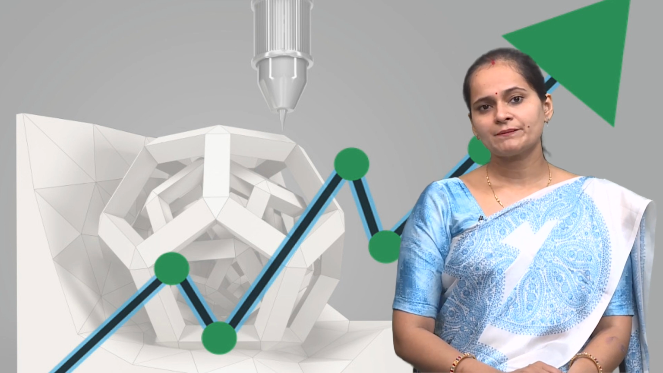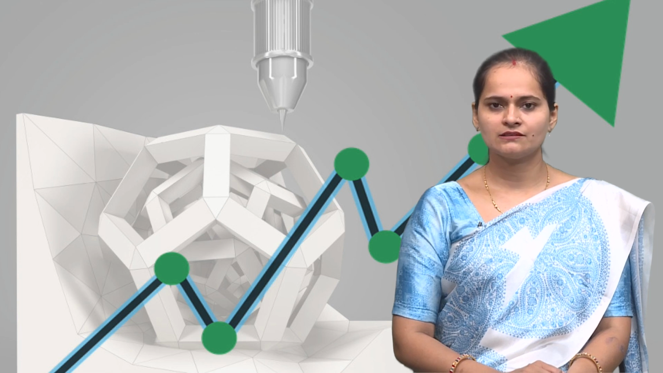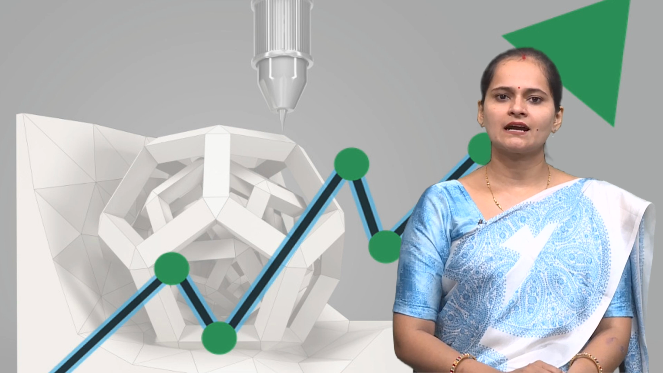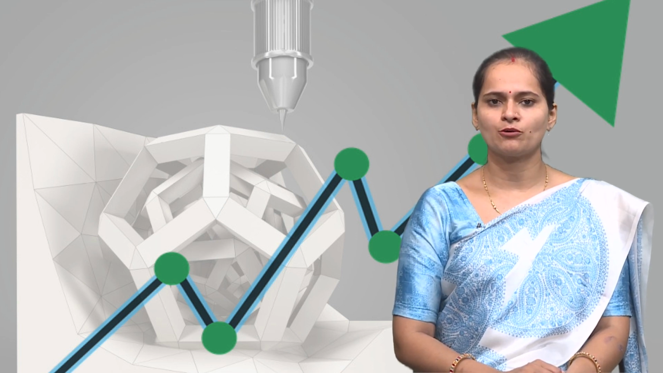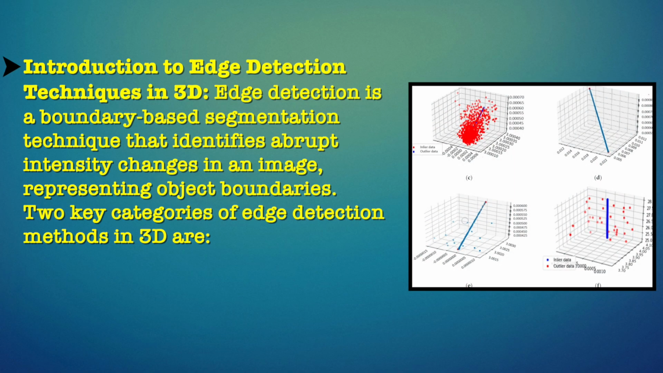So next is the boundary-based segmentation method. In this we have to learn the edge detection techniques in 3D, including gradient-based and multi-scale methods, and the comparative examples that illustrate how these methods identify object boundaries. So starting with edge detection techniques. Edge detection is a boundary based segmentation technique that identifies abrupt intensity changes in an image, representing object boundaries. Two key categories of edge detection methods in 3D are.